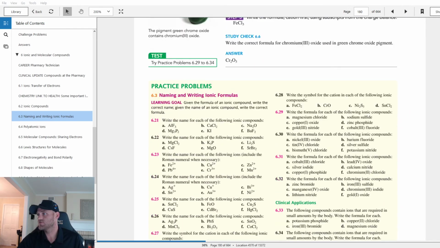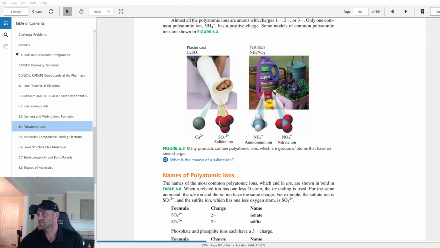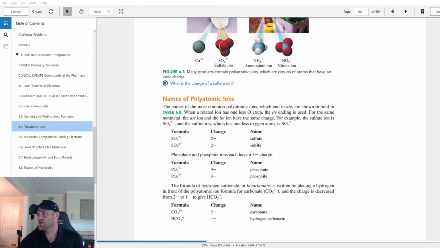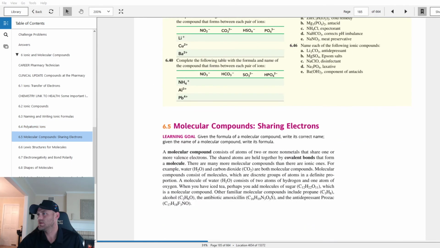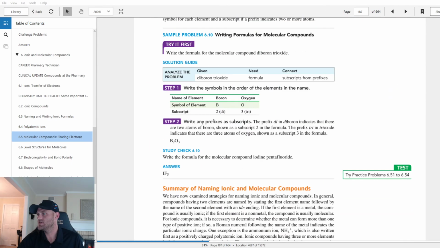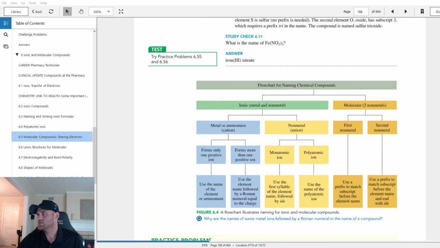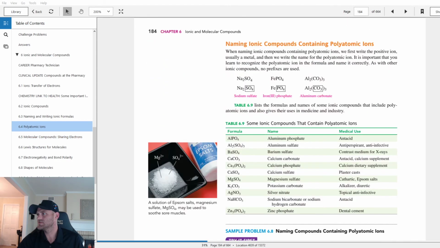Let me find a picture of one of those. That's polyatomic. Molecular bonds. Let's see.